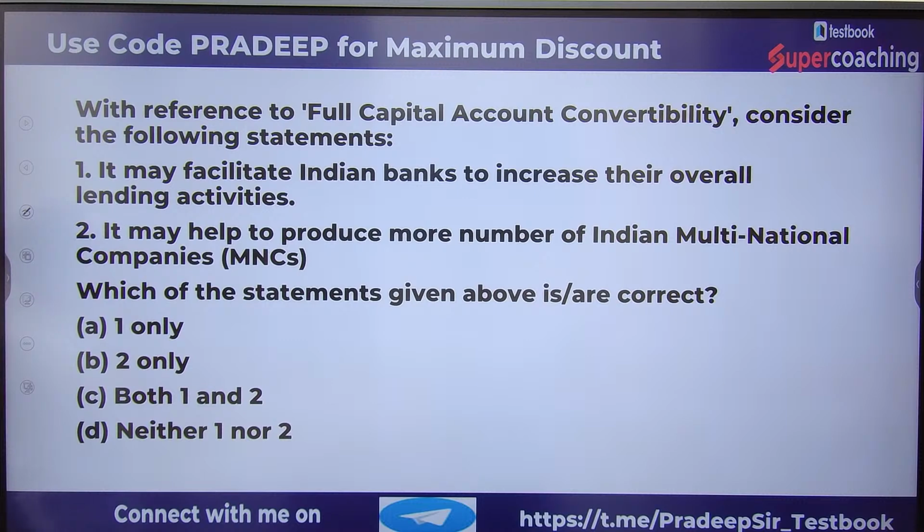Your answer should be A if one is only correct. Your answer should be B if 2 is only correct. Your answer should be C if both are correct. Your answer should be D if neither is correct.